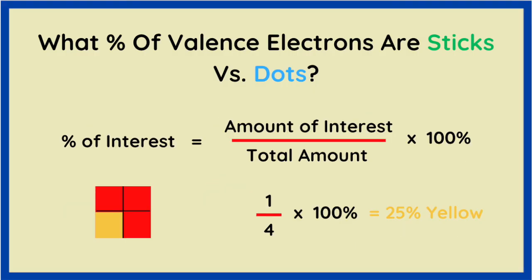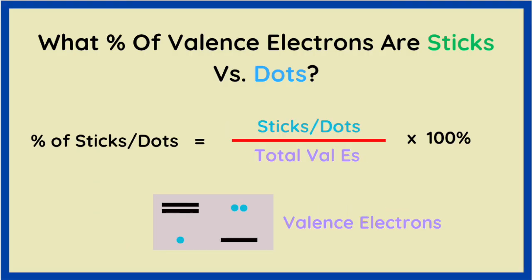Let's make sure we're clear on the definition of percent as an equation so we can adapt it for this context. Percent of something is the number of interest divided by the total amount times 100%. For example, one of the 4 blocks is yellow, so 25% of the blocks are yellow. Here, we take the number of sticks or dots and divide it by the total number of valence electrons of our molecule times 100%. And as a point of clarification, the sticks and dots are the molecule's valence electrons.